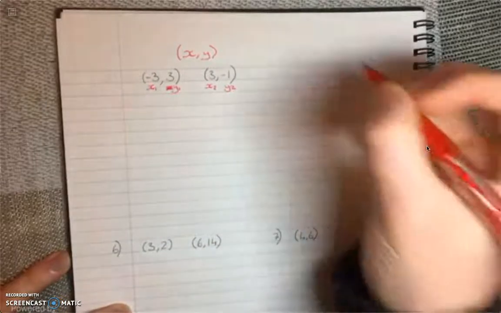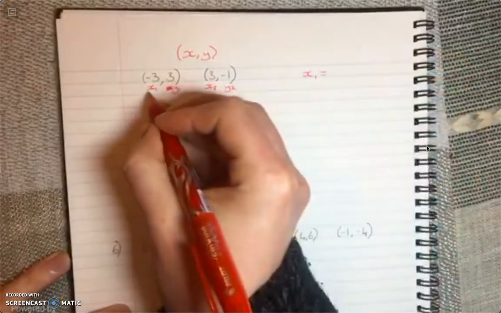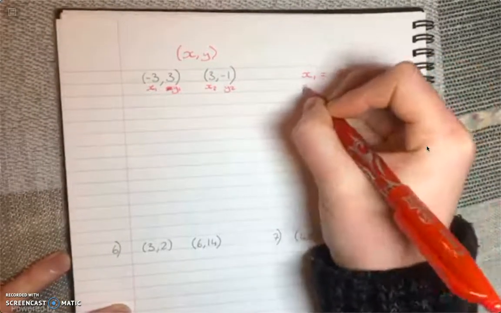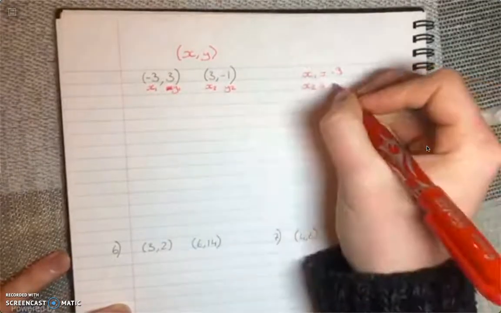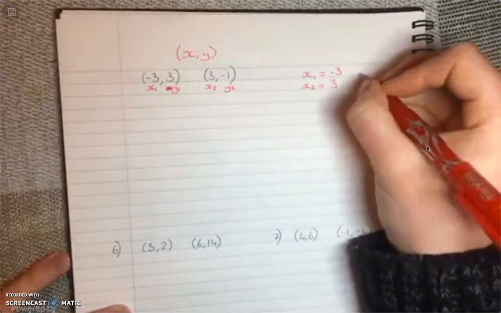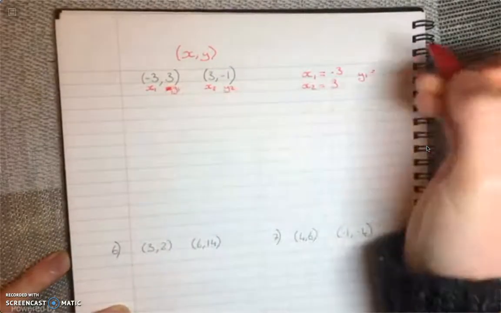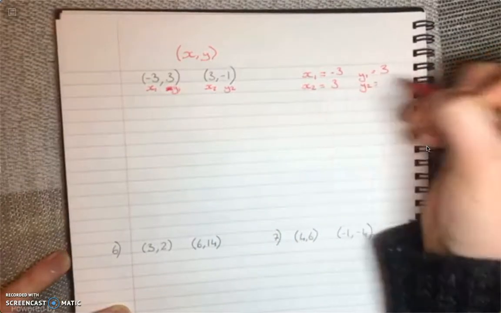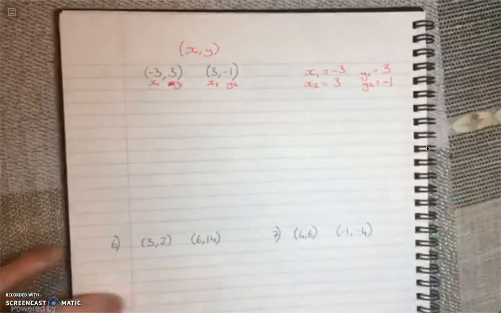Okay, so I'm just going to write this off to the side as well. So x1 equals minus 3. x2 is over here, it's equal to 3. y1 is over here, y1 equals 3. And y2 is the minus 1, so it's equal to minus 1. Okay?